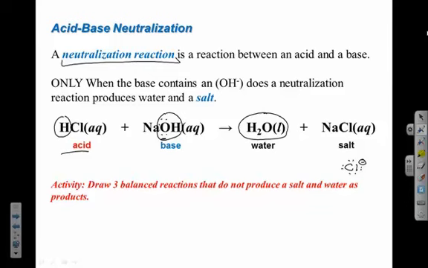So just to give a couple examples of reactions that do not produce a salt and water. So what if I reacted HCl with ammonia? The ammonia is a base. So the HCl gives up an H plus. What's left over is a Cl minus. The ammonia accepts that H plus. What I get is NH4 plus.